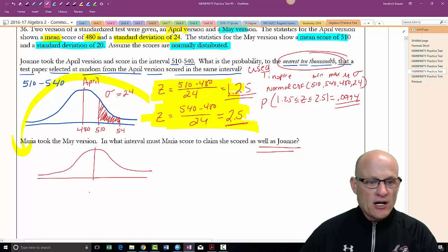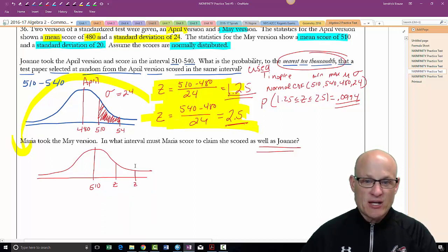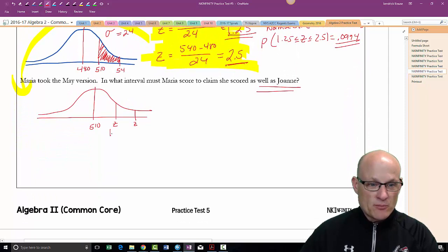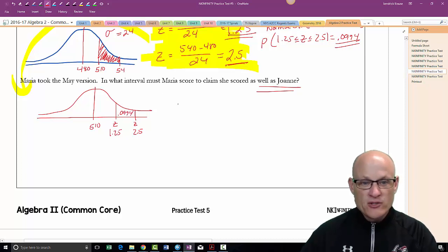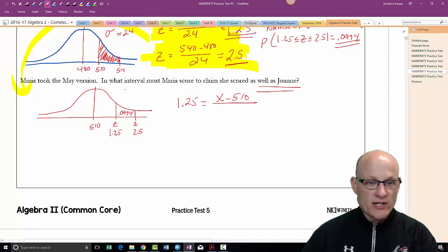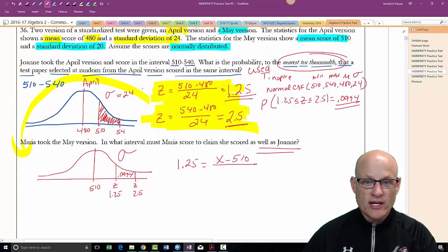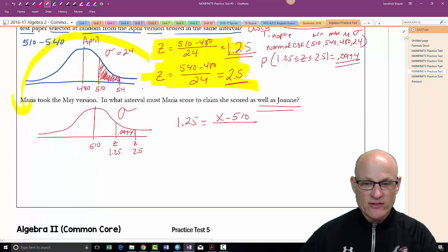Maria's average is 510. And we want to know what z-score we need for here and what z-score we need for here to achieve the same thing. So this z-score has to be 1.25 and this z-score has to be 2.5 because if you do that, you'll have 0.0994 here in the middle. So 1.25 is equal to x minus 510 over, now what's the standard deviation here? That's the thing we got to write down. We didn't use that. 20, standard deviation of 20.